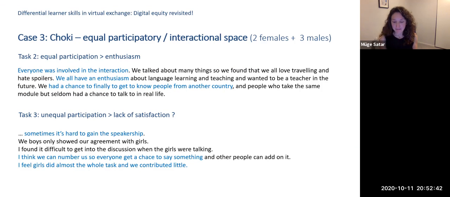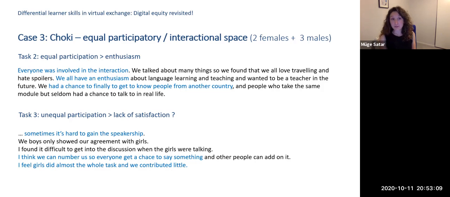And a final case before we end, we would like to briefly touch on an illustration of what happens when all virtual exchange partners are not as sensitive to equal participation and contribution like Sophia did in the first case. So this is from Choki, a male student from Newcastle, who had 2 different experiences in his Zoom calls for task 2 and task 3.